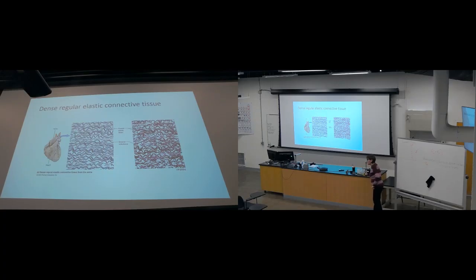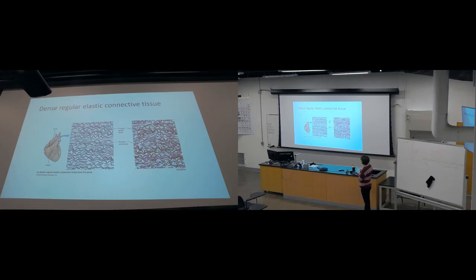Then we have the aorta, which is the largest artery in our body. It starts in the thorax and goes up to the abdomen. We have dense, regular, elastic connective tissue. So here is the heart, here is the aorta, the aorta connects to the heart. Again, this is an artery.